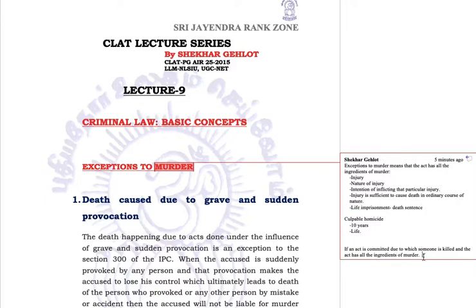But the exceptions say that if you have committed an act in which someone has been killed, and the killing has all the ingredients of murder, but your crime falls within the exceptions to murder, then it shall be treated as culpable homicide only and not murder.